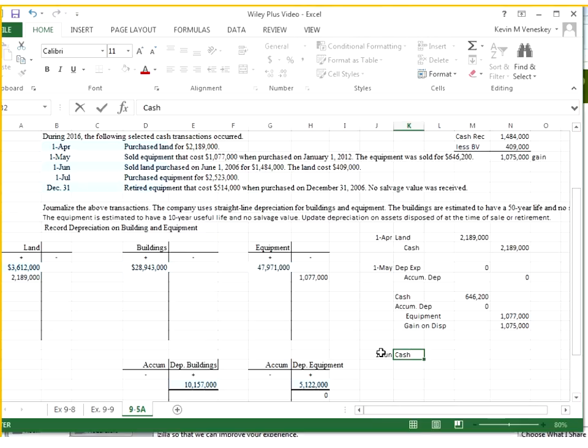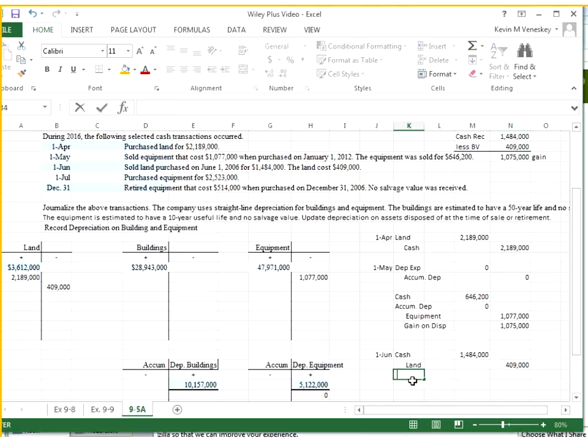What did I get? I got cash for $1,484,000. Why did I get the cash? I got rid of my land. Part of my land is now gone that I've had for a while. If I got rid of it, I need to credit my land balance, and I need to credit it for what it's on my books for, the $409,000. And so I can come over here and do the same thing, credit my land that's gone for $409,000 out of my T account.